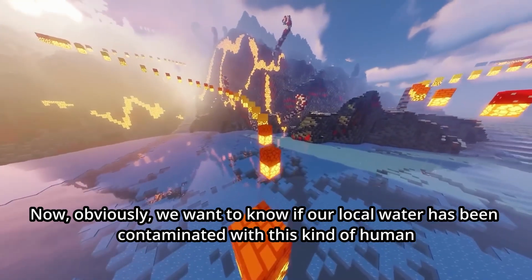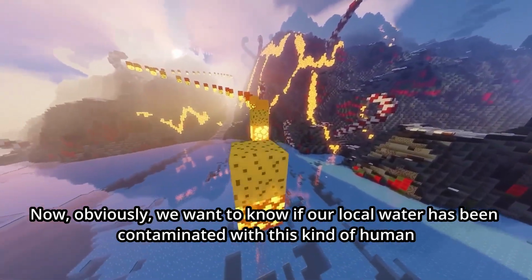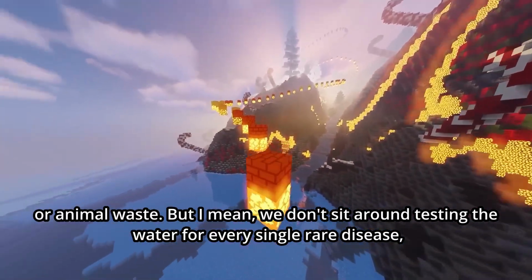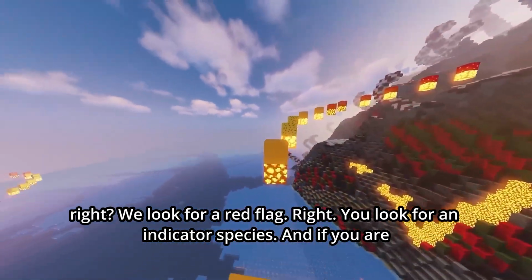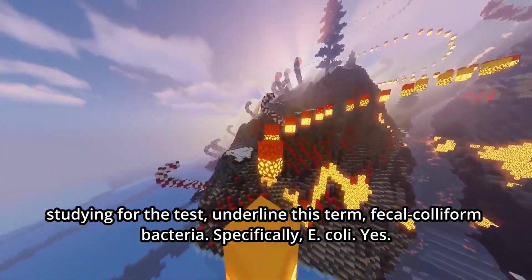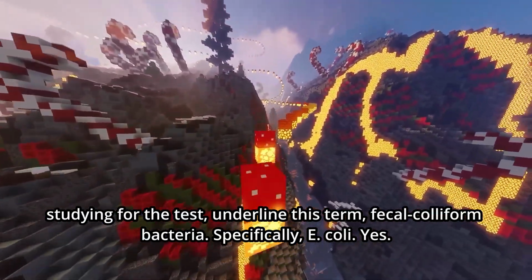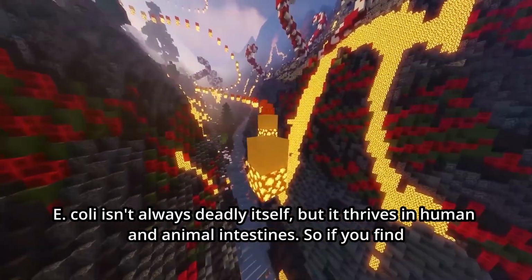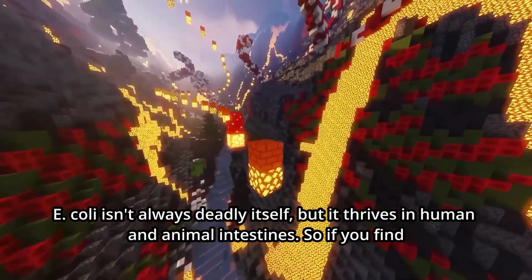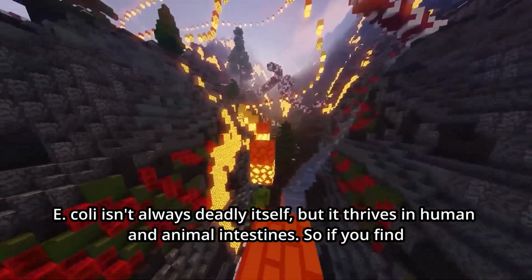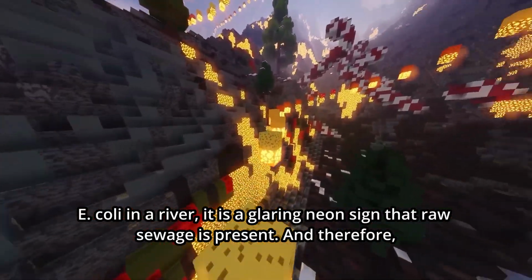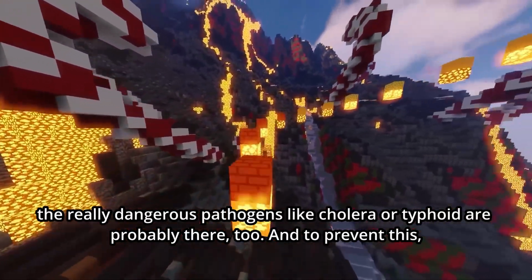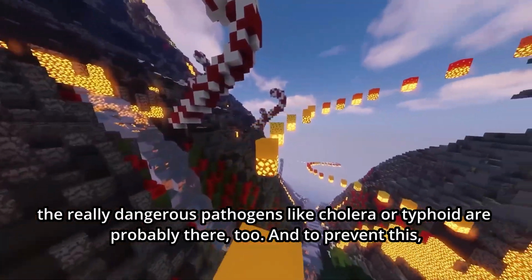Now, obviously, we want to know if our local water has been contaminated with this kind of human or animal waste, but we don't sit around testing the water for every single rare disease, right? We look for a red flag. Right, you look for an indicator species. And if you are studying for the test, underline this term, fecal coliform bacteria. Specifically E. coli. Yes. E. coli isn't always deadly itself, but it thrives in human and animal intestines. So if you find E. coli in a river, it is a glaring neon sign that raw sewage is present. And therefore, the really dangerous pathogens like cholera or typhoid are probably there too.